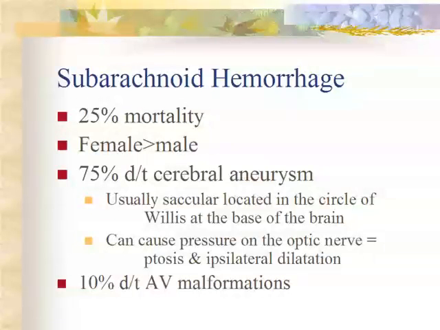It's usually saccular in nature, located in the circle of Willis at the base of the brain. It can cause pressure on the optic nerve, which will result in ptosis, which is drooping of the eyelid, and ipsilateral pupillary dilatation, which means on the same side as the aneurysm, the pupil will dilate, and it will become fixed if it's not taken care of.